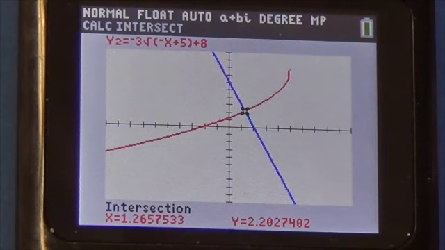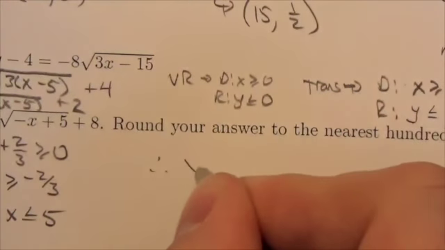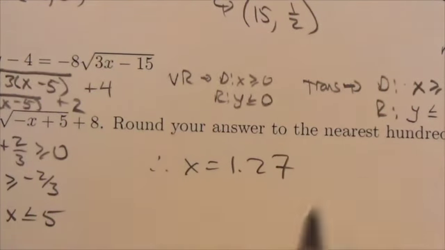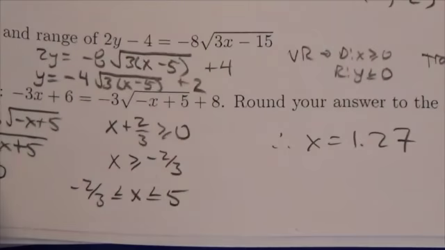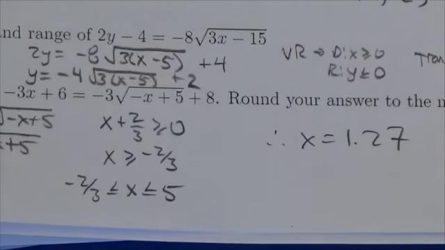1.27. Okay, so we come back here. Sorry about all that. x equals 1.27. Notice that that is in fact in that domain that I was looking for, less than 5, greater than negative 2/3.